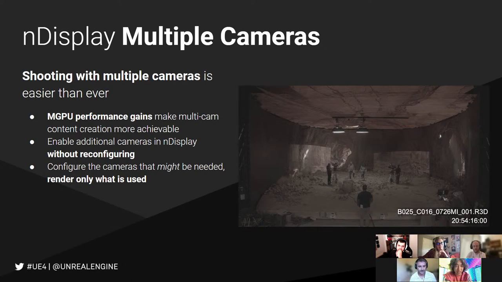This is another thing that we just want to call out, and the multi-GPU performance really helps with it. It's very common to shoot with multiple cameras, and you're able to do this on the LED wall. This is a little example that shows how it works, right? So you have 2 cameras, you also get 2 frustums that are tracked to each camera. And with multi-GPU, again, it leaves more of the graphics horsepower available to drive more than 1 camera. We've also made a bunch of optimizations and workflow improvements to make it easier to configure. The idea is that with nDisplay, you're configuring all the cameras you need, and you just turn them on and off as you see fit. Then you're only rendering the cameras that you have enabled.